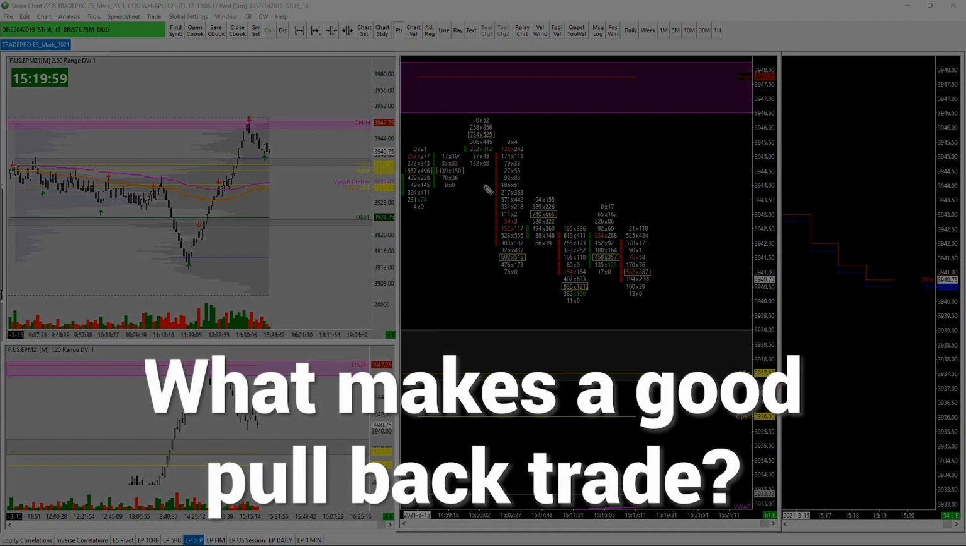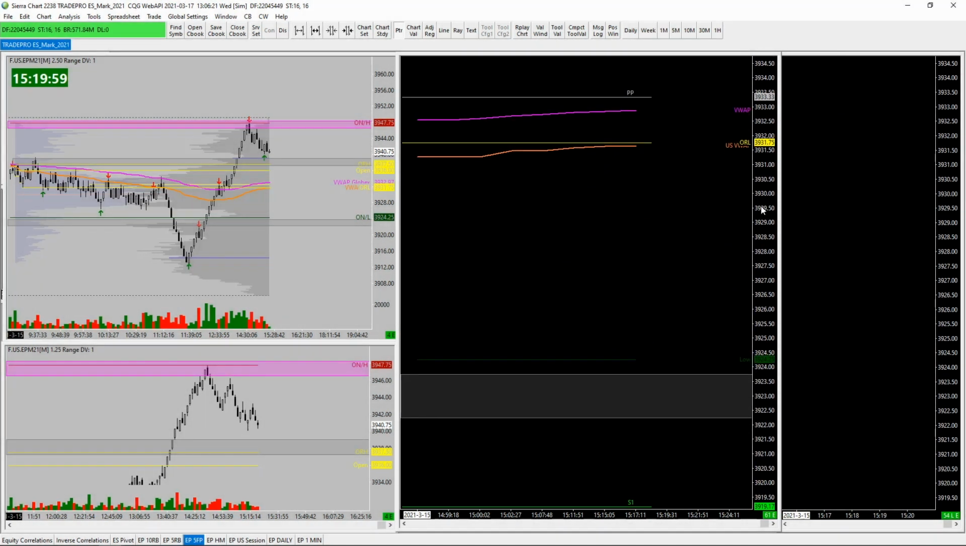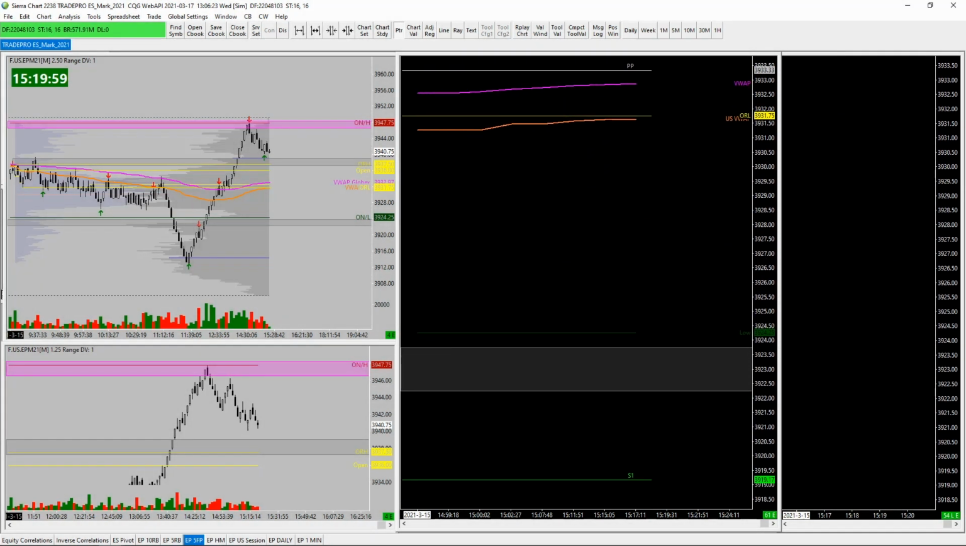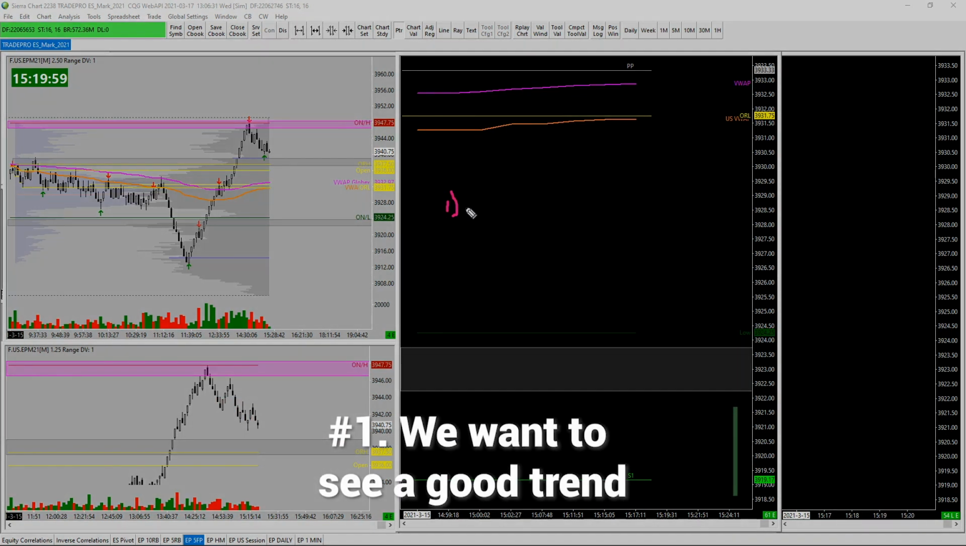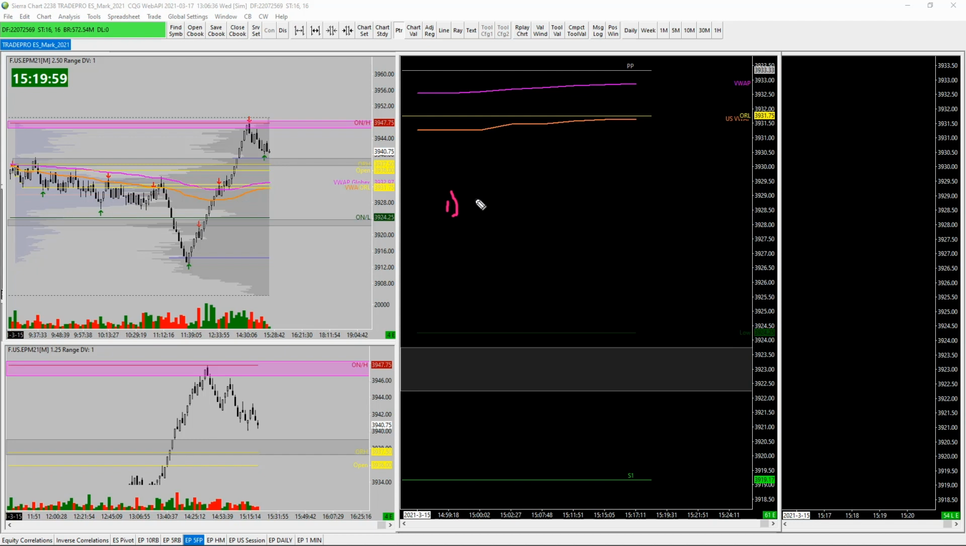So what makes a good pullback trade? Similar to our last video on the breakout, let me get the pen tool and walk you guys through some of the things I love to look for as it relates to pullback trades. First and foremost, I want to see a good trend. I want to see good order flow, good directional bias. If I'm looking to get long on a pullback trade, I want to see strong bullish behavior. If I'm looking to get short on a pullback, I want to see strong bearish behavior.